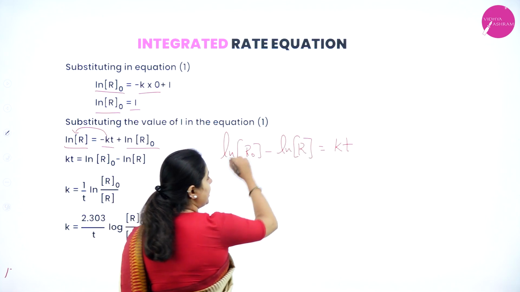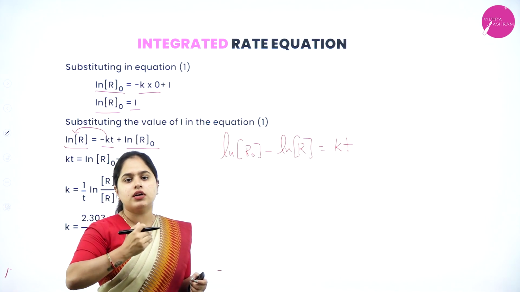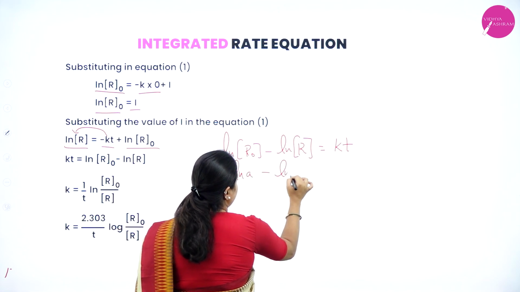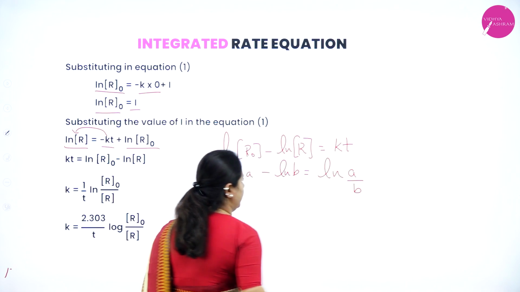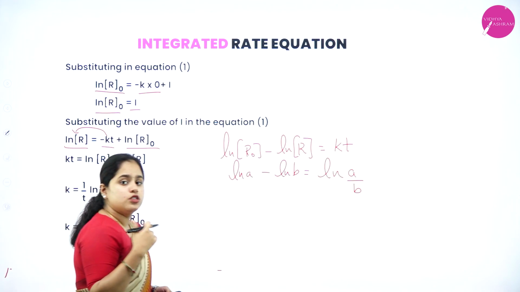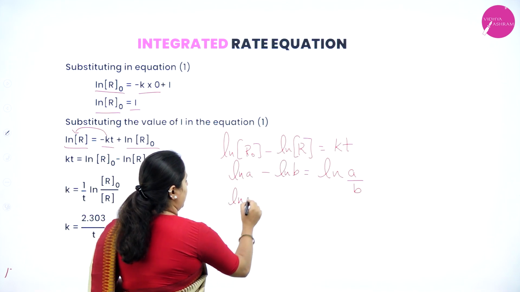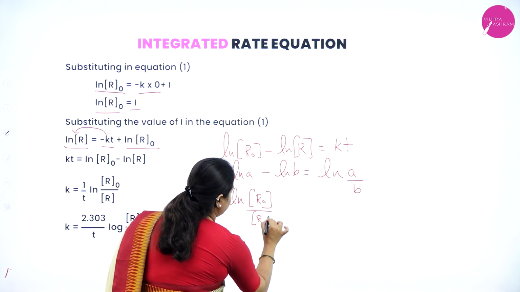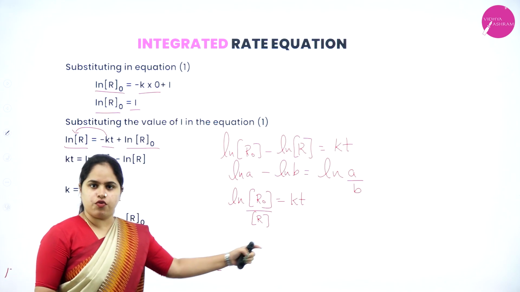Now what is this ln A minus ln B? It is in the form ln A minus ln B. This is equal to ln A by B, right? ln A by B. So how can we rewrite this equation? ln R0 minus ln R will be ln R0 divided by R, which will be equal to KT. Right, so in this form we get it.